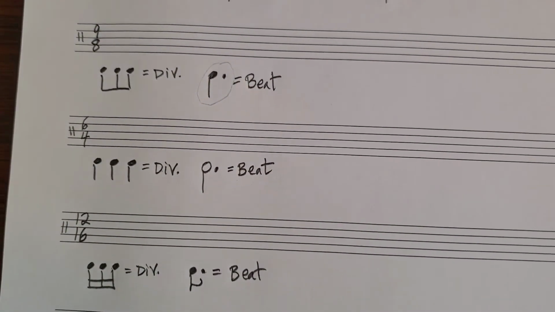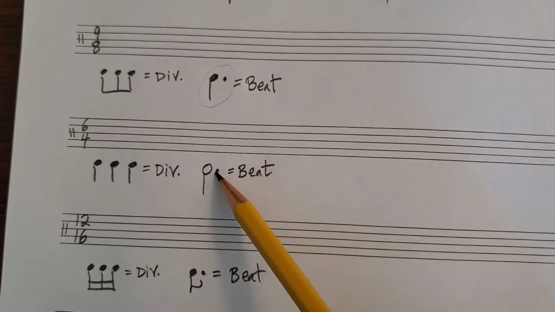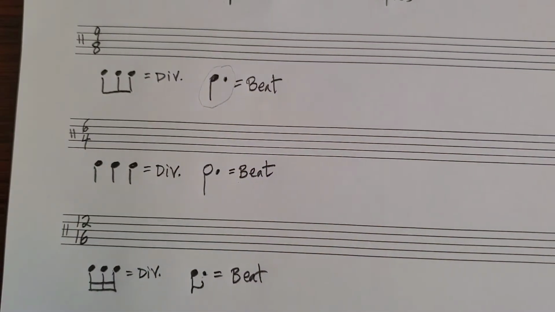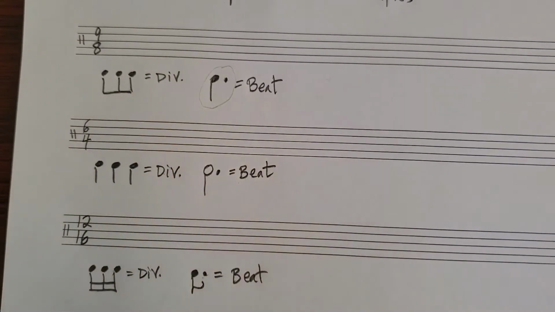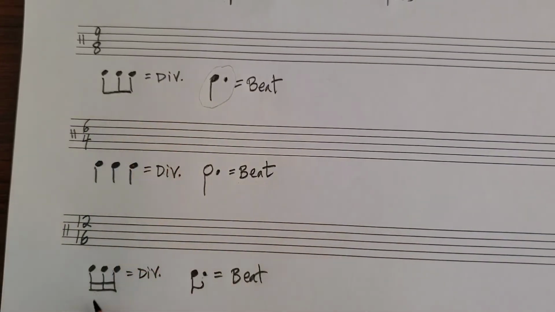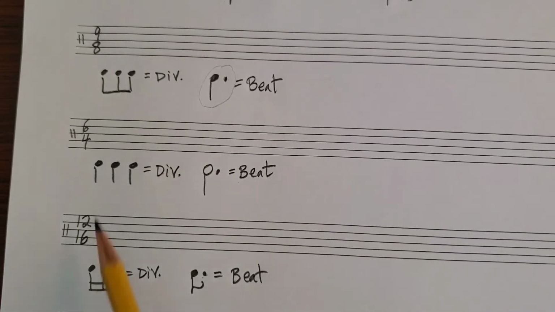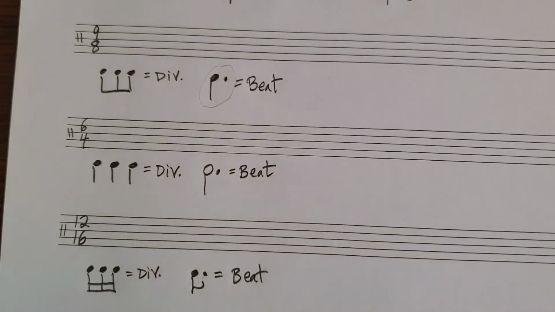Now again, notice, always have a dotted value as the beat. You can also connect, this is called a beam, connect or beam together, values under the same beat. So 3 eighth notes, 3 16th notes. You can't beam together quarter notes or half notes or whole notes.